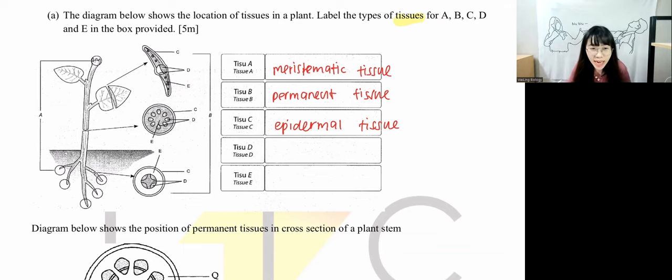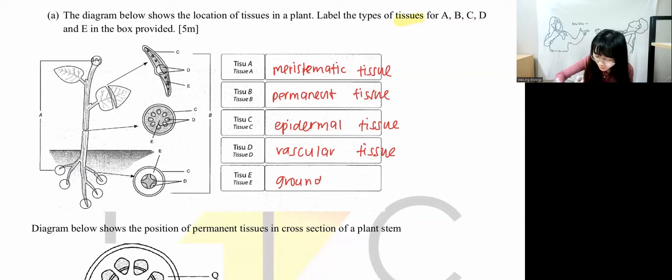D, they are pointing at two different parts. Inside, outside, top and bottom. The star and the dot. What is D? D is vascular tissue, correct? Okay, E. We have only one tissue left. Pith and cortex, they are ground tissue, correct? So this is ground tissue.